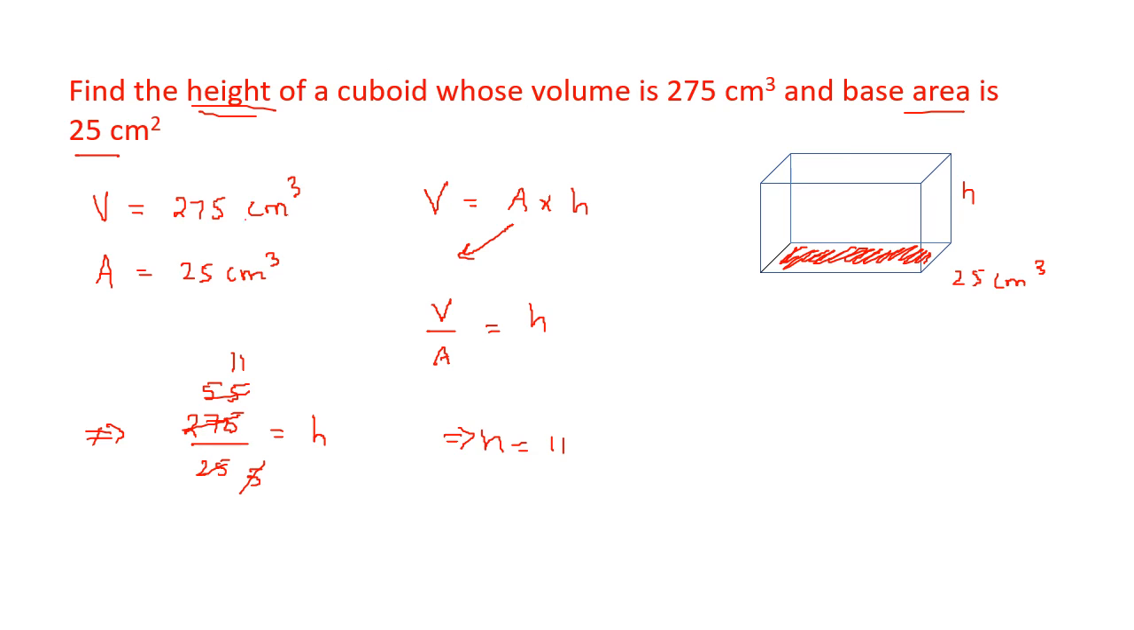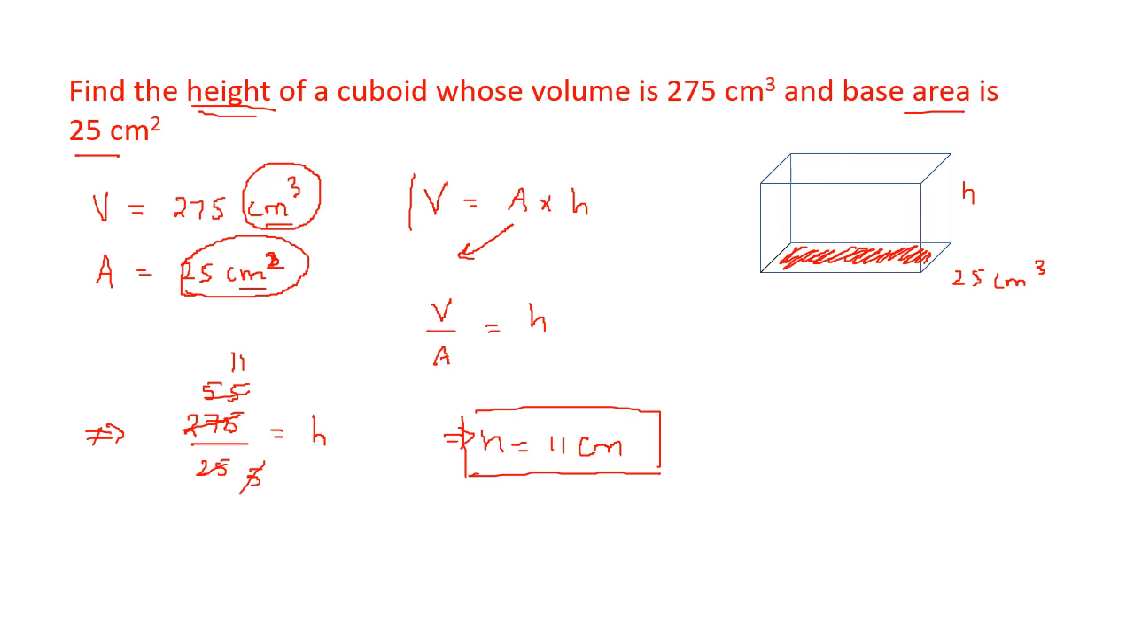Now we can see here the volume is in centimeter cube. Sorry, the area should be in centimeter square. So since they both are in centimeter square and centimeter cube, the height will be 11 centimeter. So very simple sum this was using a formula. We used volume equal to area into height. But since we have to find out the height, the area which is in multiplication goes into division. So we got volume divided by area gives us the height, and we have got the height 11 centimeter.